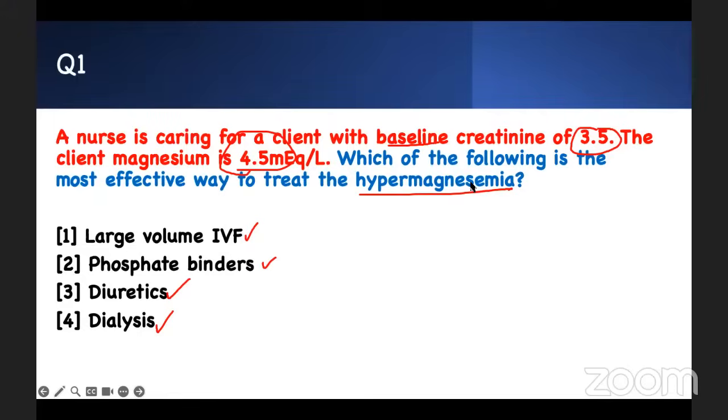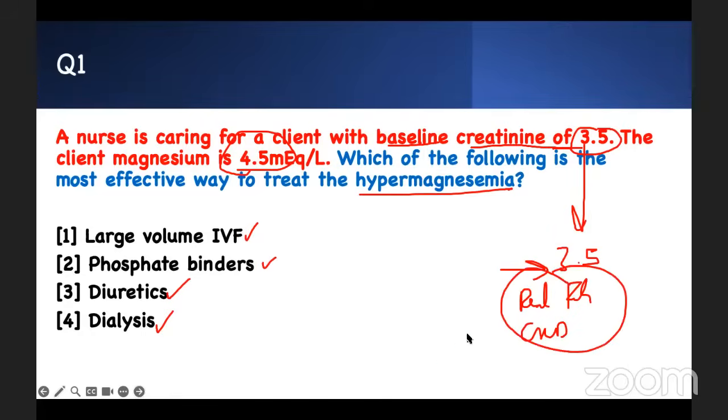You have to pay attention to the buzzword. When I keep on saying that, there's a reason why. When I said the question, I emphasized that. The only way you can treat this patient is by looking at the creatinine. I keep on saying it again. Why do you have to look at the creatinine? 3.5 is what? This guy is in renal failure or chronic kidney disease. Every answer choice has to be based on that.